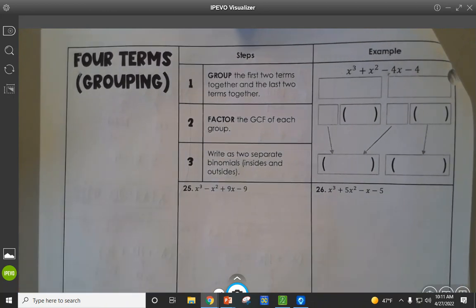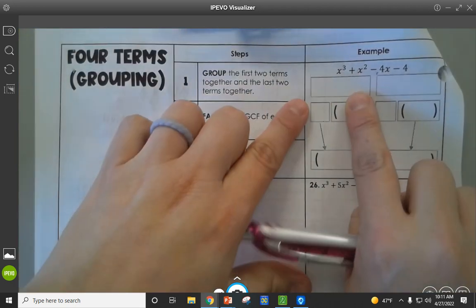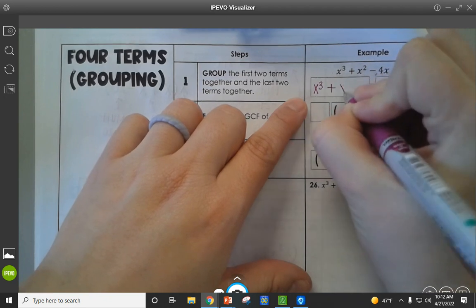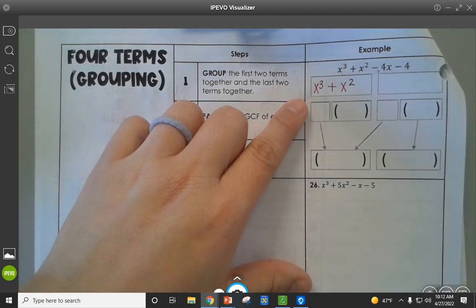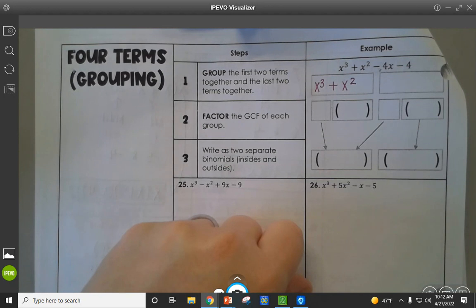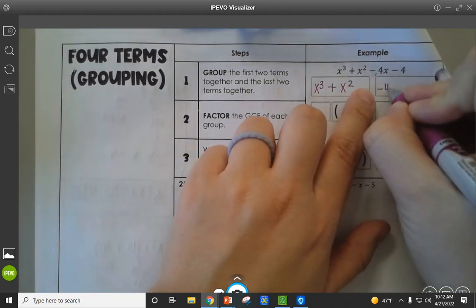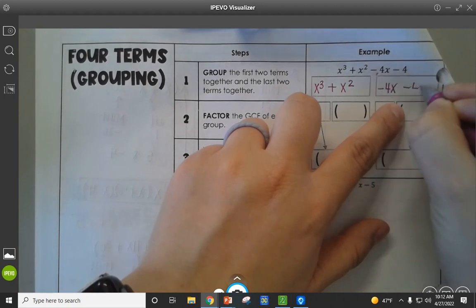Step 1 says to group the first 2 terms together and the last 2 terms together. So these first 2 terms are going to be in one group, x cubed plus x squared. And then these 2 terms, negative 4x minus 4.